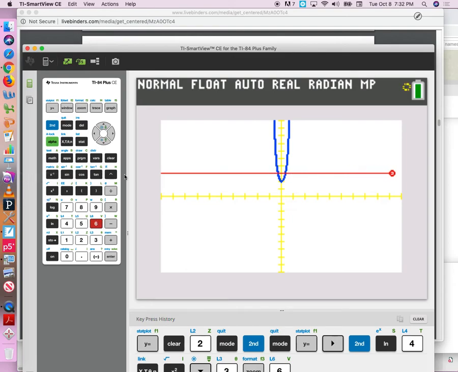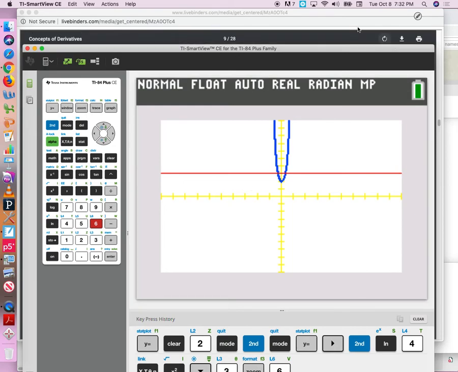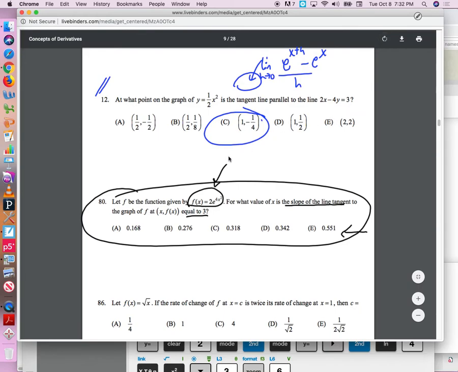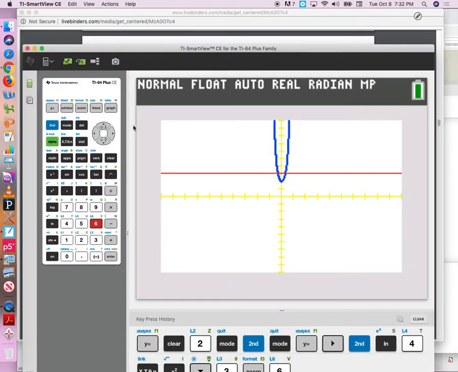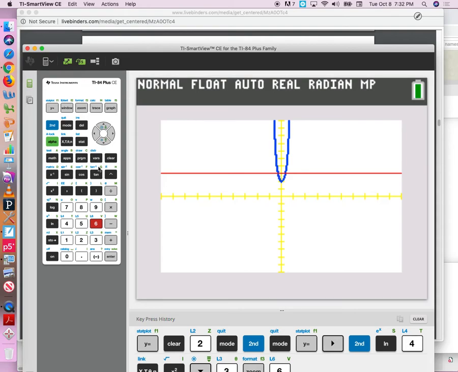Alright, so I see that it equals 3 twice. The problem says we only have these values, 0.168, 2.76, so they're around there. So I'm going to go back to my calculator. I can kind of get a guide for my answer choices. So I'm going to go find this one over here because that one's not even an option.